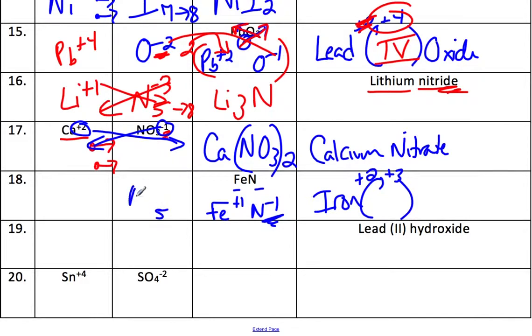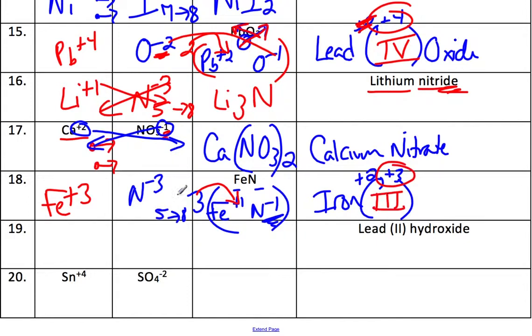Nitrogen's in group 5. It needs to go up to 8, so it needs to get 3. So I've got to triple this whole thing. So if I triple my iron, it's going to be Fe +3, which is one of my options. And if I triple my nitrogen, then it's correct. So Fe +3 and -3, that's a 1-to-1 ratio, which is why it's written with no subscripts. Now this is just normal old nitrogen off the periodic table, so it's nitride.